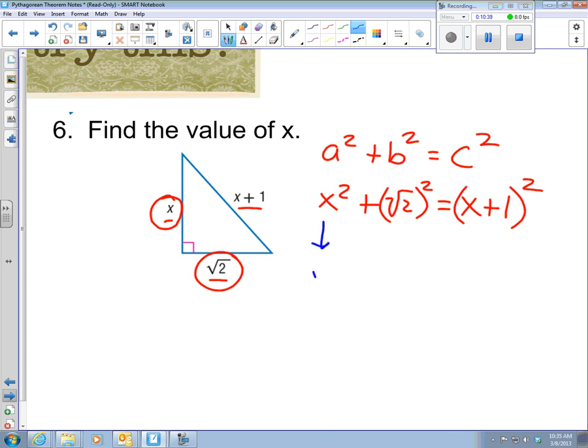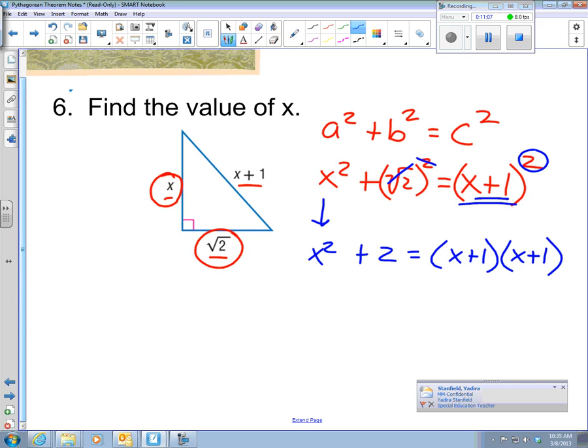Well, this is just x squared. When you square a square root, they basically cancel each other out. So I'm left with plus 2 here, equals. You would think this is power to a power, but it's not because there's two terms. So you take x plus 1 and multiply it by itself. So this becomes x plus 1 times x plus 1.